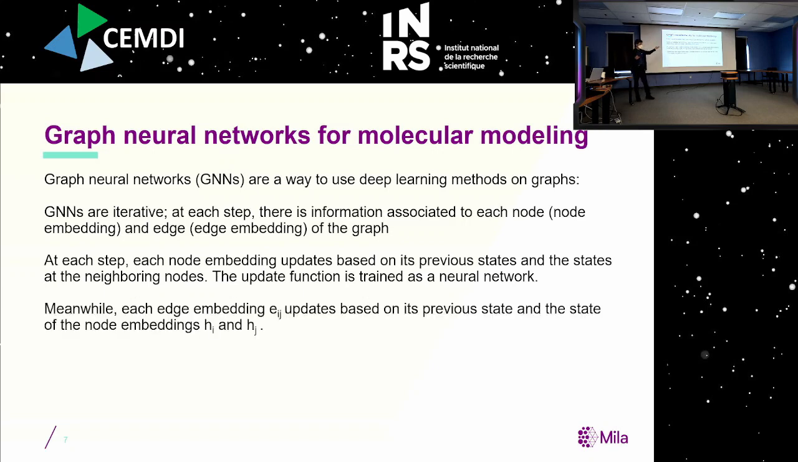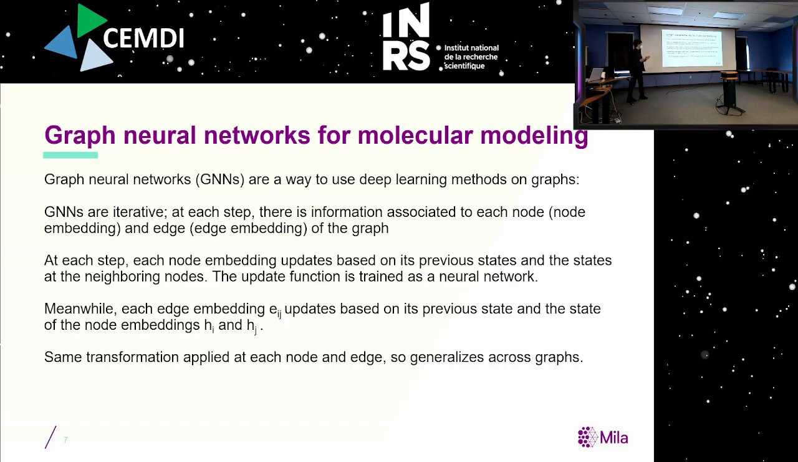Meanwhile, each edge embedding is updated based upon, again, its previous state and the state of the node embeddings incident to that edge. So if you have an edge, you can think of an edge as a bond, though there's a reason why I'm not saying edge equals bond, which we'll get into in a moment. But if you have a graph more generally, you have edges between the nodes, and then the edge states are going to update based upon what's going on at the nodes, vertices connected to that edge. So the same transformation, importantly, is applied at every node and edge, so this generalizes across different graphs. So this is fundamentally why this is good for graph structured data, because it generalizes across different graphs. You can do the same thing even if you change the graph and the neural network has never seen that graph before.